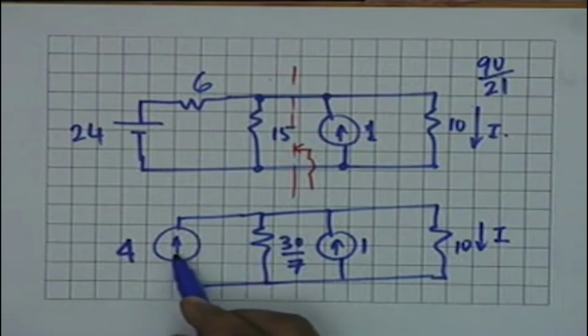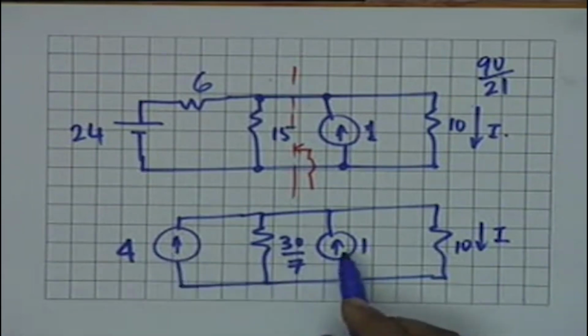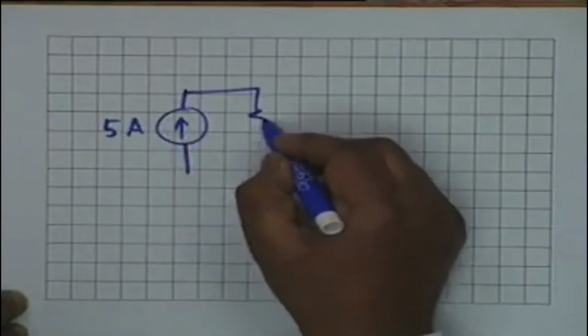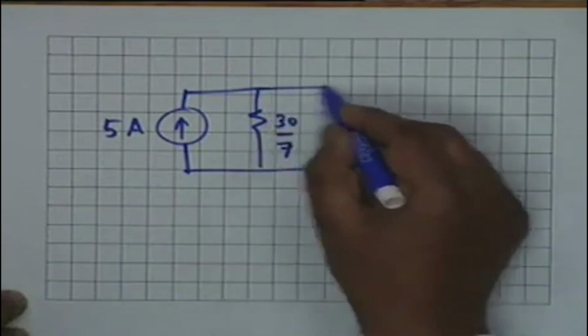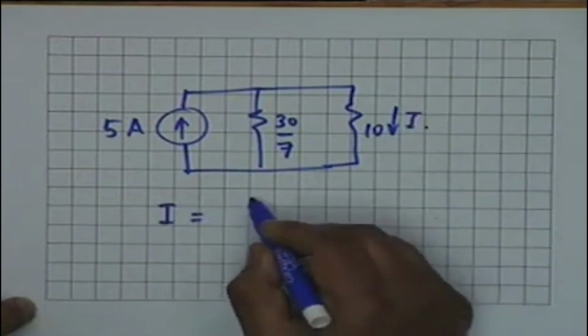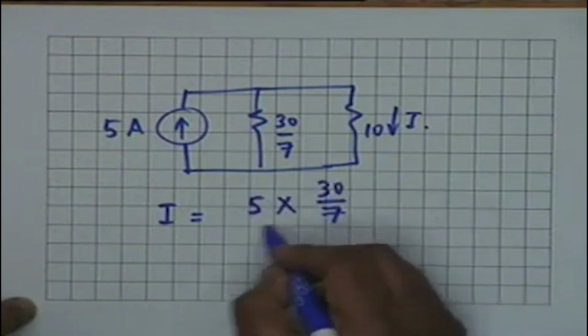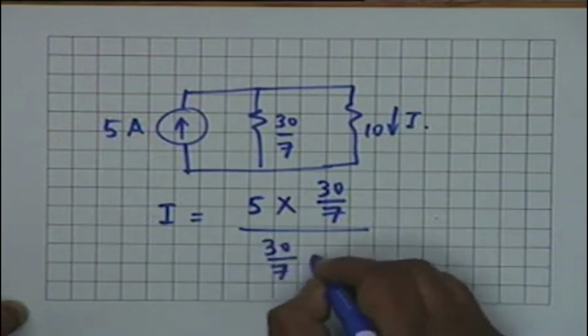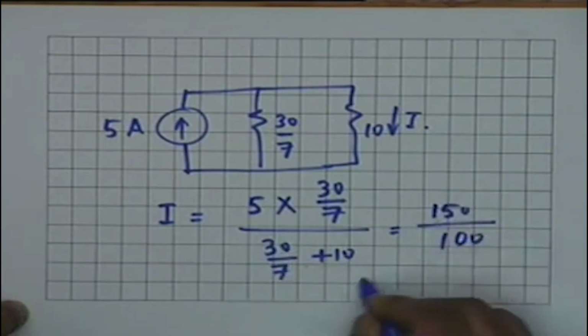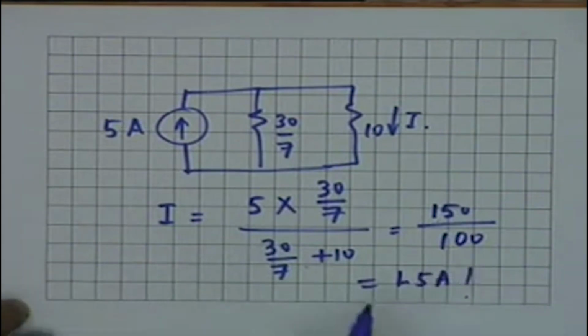Now you notice that both these current sources, 4 amperes and 1 ampere, are in parallel. So we can convert these two into a single current source of value 5 amperes, 4 plus 1, and then the equivalent circuit becomes 5 ampere in parallel with a 30 by 7 ohm resistance in parallel with a 10 ohm resistance, and this is I. Therefore I can be obtained by inspection, that is 5 multiplied by 30 by 7 divided by 30 by 7 plus 10, which is simply 150 divided by 70 plus 30, 100. So this is 1.5 ampere. We have got this result again and again.